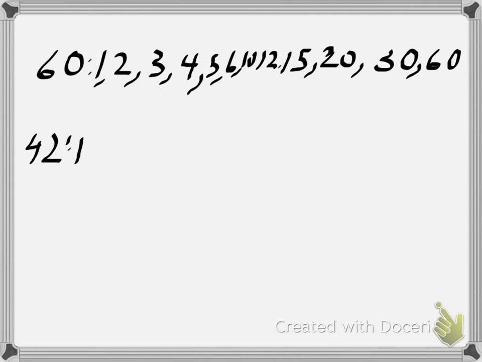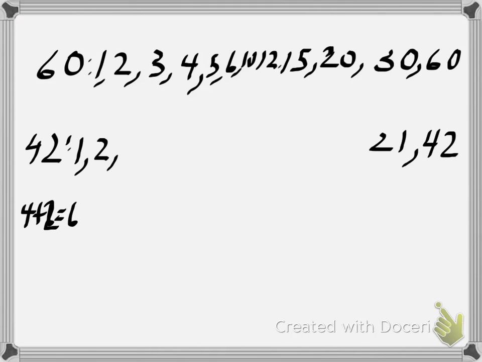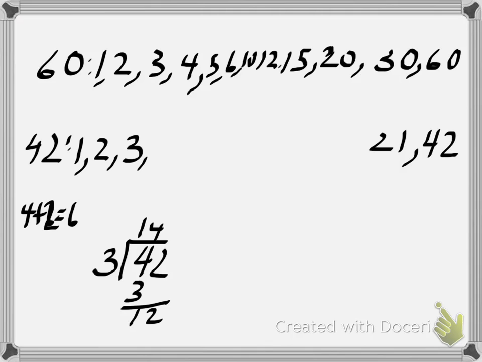And then for 42, 1 times 42. Then it's even, it's divisible by 2. 42 divided by 2 is 21. 4 plus 2 equals 6. And since 6 is divisible by 3, therefore this is divisible by 3. So 42 divided by 3 one time, which gives us 12, 14.